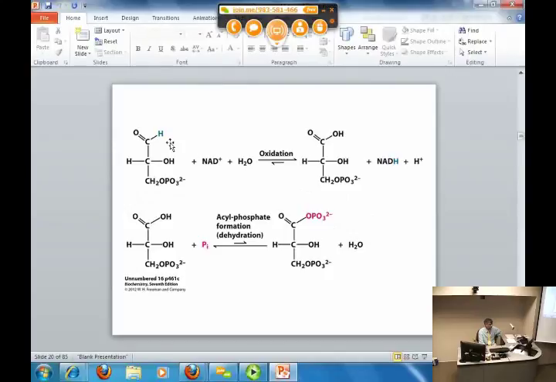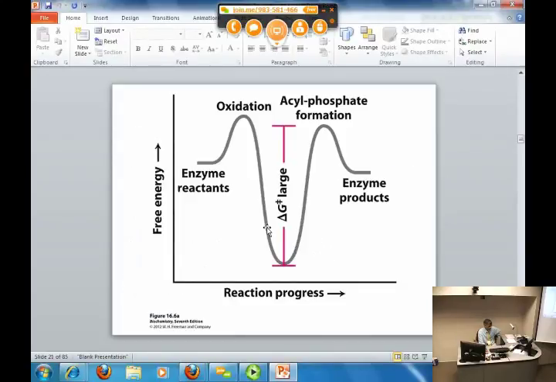Now, that's enough. Oxidation of this aldehyde group to an acid group, NAD converted to NADH. And then Pi is added to it, acyl phosphate, dehydration, the phosphate group is added to this position. So you have a 1,3-bisphosphate.